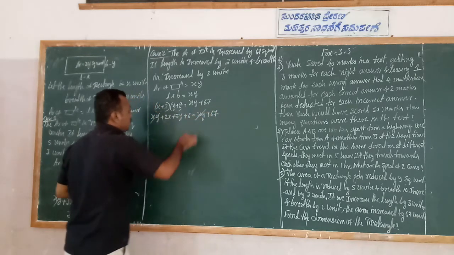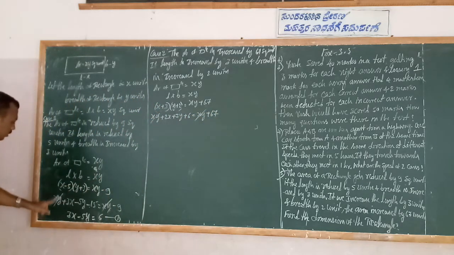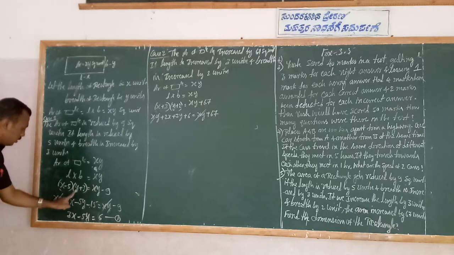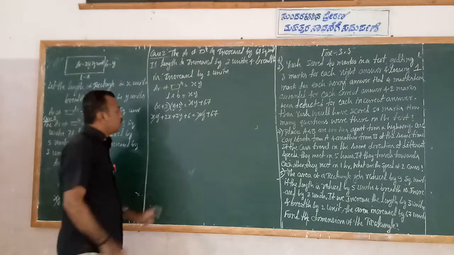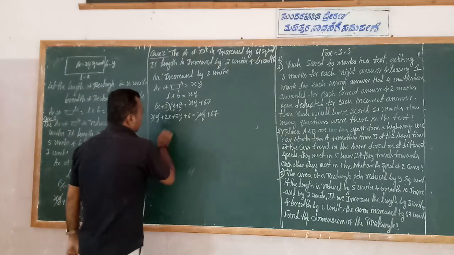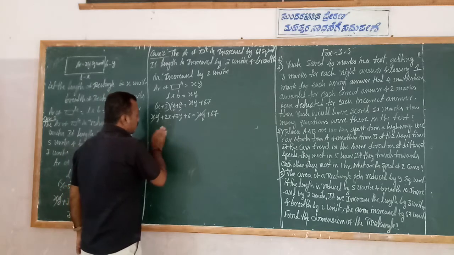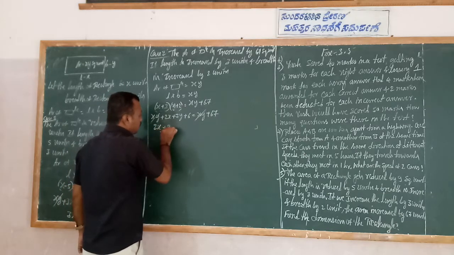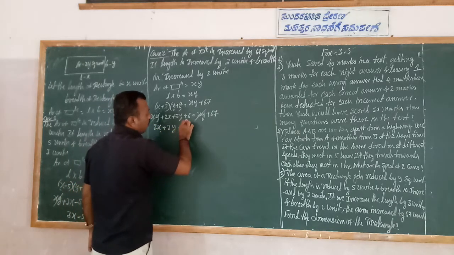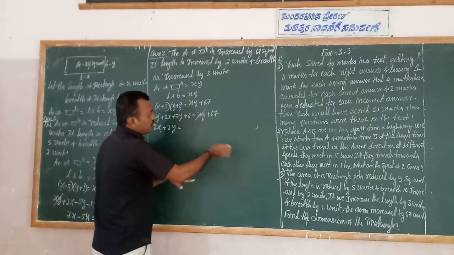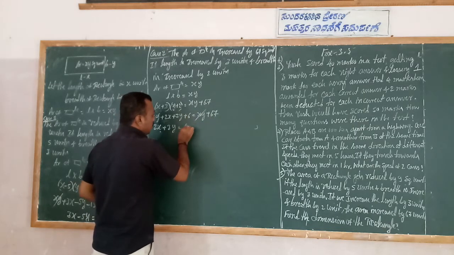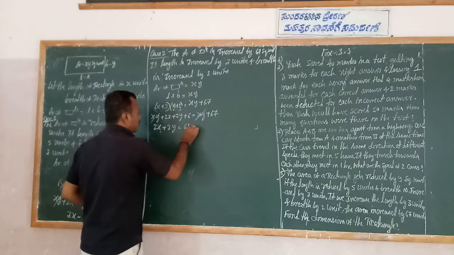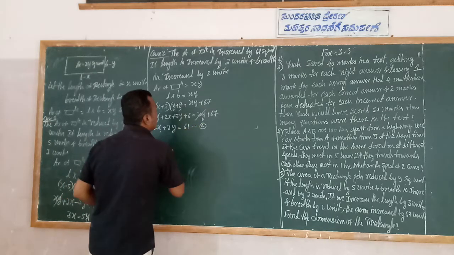Here also, xy minus xy gets cancelled. So what is remaining? 2x plus 3y is equal to 67; if you send plus 6 across, it becomes minus 6. 67 minus 6 becomes 61. So this is called equation number 2. Solve 1 and 2.